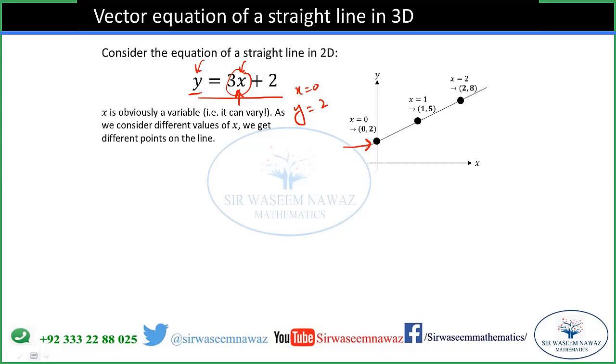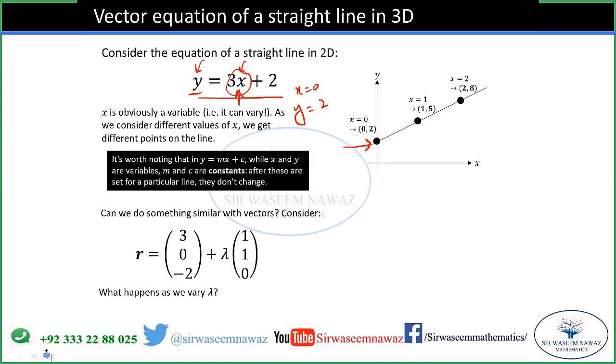Now, what we are interested in is finding the vector equation of a straight line in 3 dimensions. So let's suppose I assume an equation r equals (3, 0, -2) plus lambda times (1, 1, 0). That is very similar to this equation. You can see quite a few similarities. Here y is the subject, and here r is the subject. Here we have a constant 2, and here we have a constant vector (3, 0, -2). Here we have a constant number 3, and here we have a constant vector (1, 1, 0). Here x was the variable, and here we have lambda as a variable.